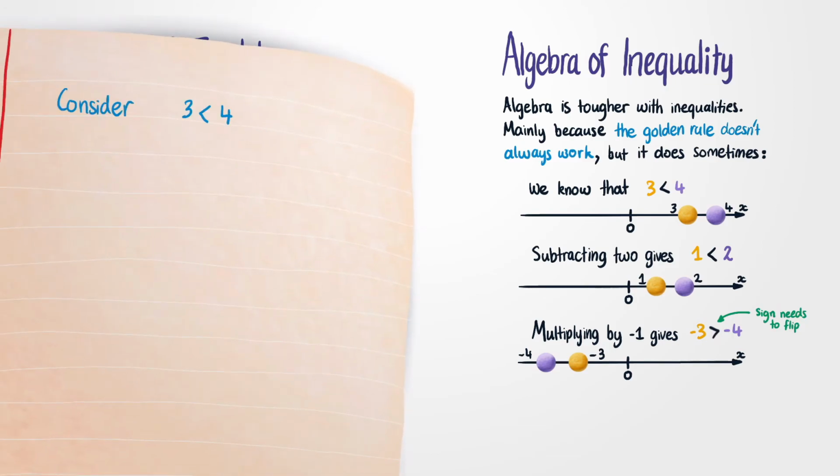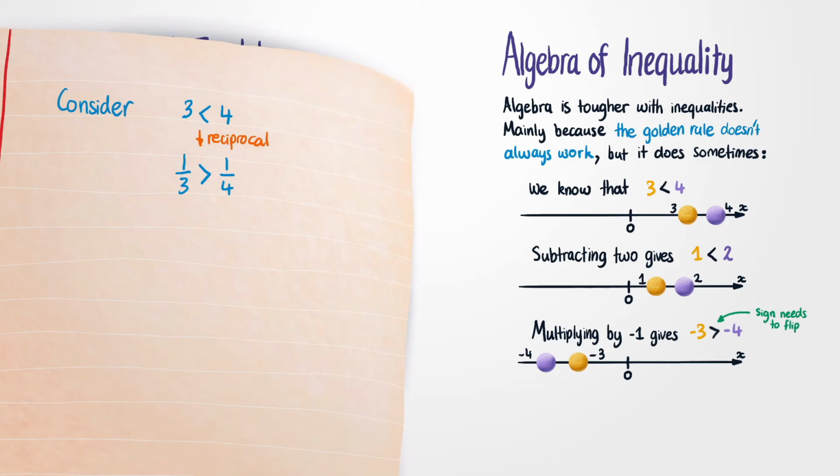So for example, if we started with the same expression, 3 less than 4, what if we took the reciprocal of both sides? What would happen? Well, on the left you'd end up with 1/3, and on the right you'd end up with 1/4. But if you think about it, it turns out that 1/3 is actually bigger than 1/4. So again, you need to flip the sign here. But this isn't always the case. You don't always flip the sign when you take the reciprocal.